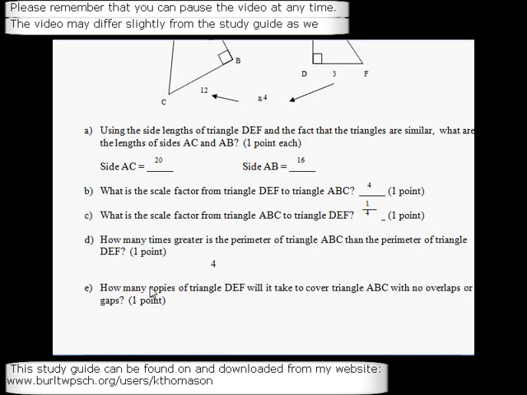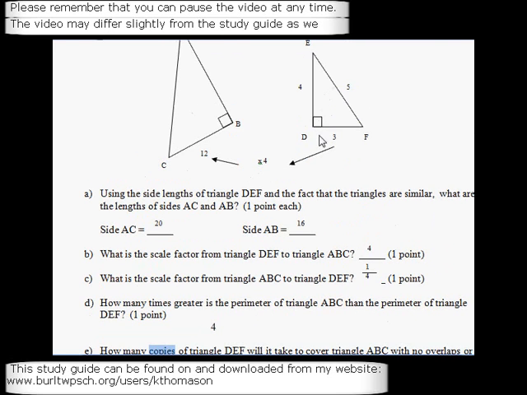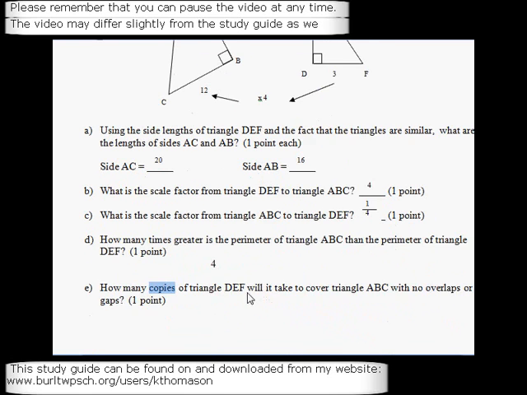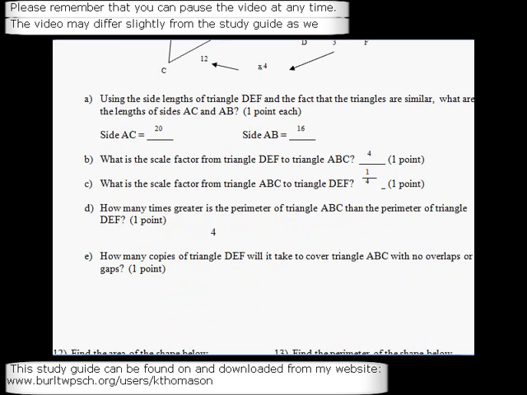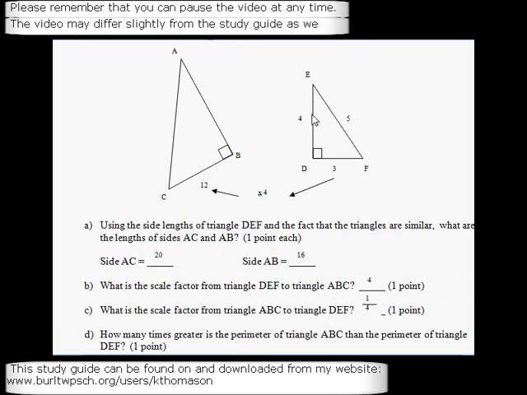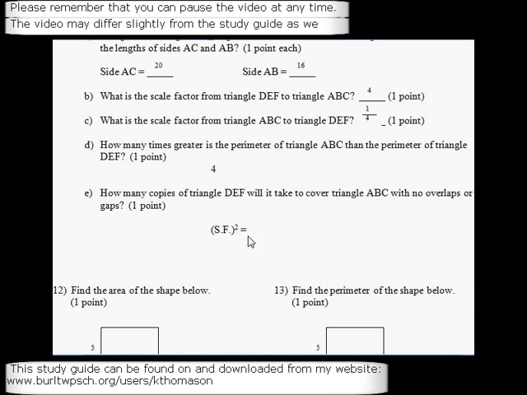How many copies, now we're dealing with area, how many copies of triangle DEF, which is this one, will it take to cover triangle ABC with no overlaps or gaps? Alright, how are we going to figure that one out? When we're dealing with copies or area, it's the scale factor squared. So the scale factor from here to here was 4. So the number of copies that'll fit in there would be 4 times 4 is 16. So that's our answer for that. I could write out 4 times 4 here, but you know the scale factor is 4, so 4 times 4 is 16.